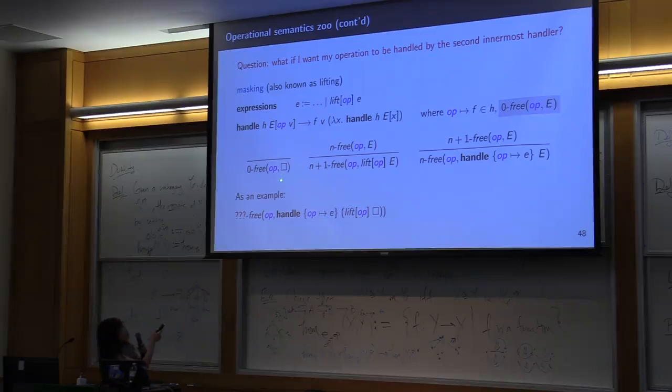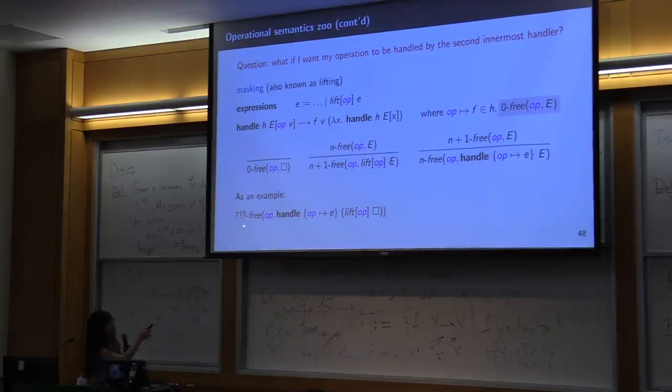And here are some definitions for this free notation. An empty evaluation context is always 0 free. If you have a lift, then you can say it's M plus 1 free if the evaluation context is M free. And if you have a handler, you can say it's M free if the evaluation context is M plus 1 free.